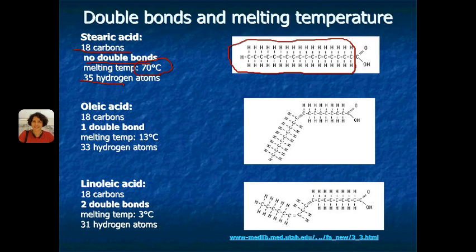Then oleic acid. Oleic acid is a monounsaturated fatty acid, also 18 carbons but 1 double bond. Its melting temperature is a lot lower, 13 degrees Celsius. So that would make it a liquid at room temperature. Oleic acid is a large component of olive oil, and it has only 33 hydrogen atoms in the hydrocarbon portion of the molecule, and look at how it's bent. So it is this bending that causes the molecule to be liquid at room temperature.